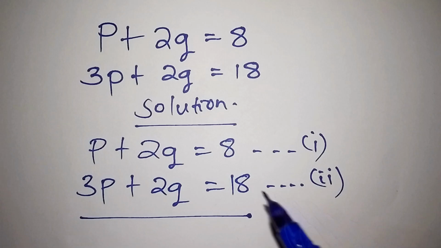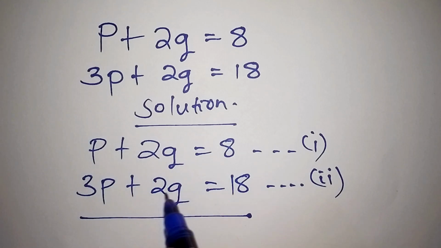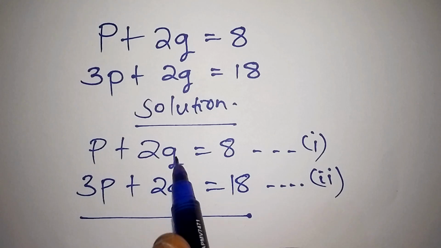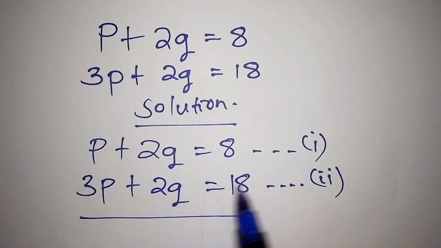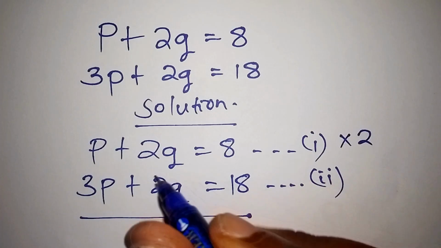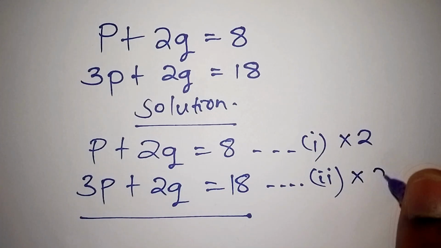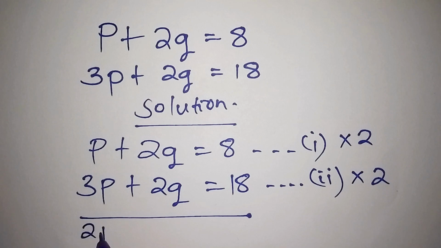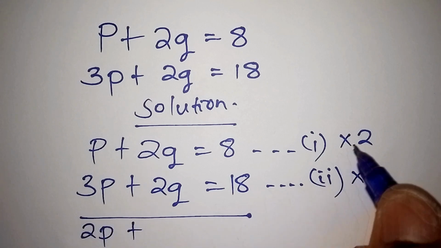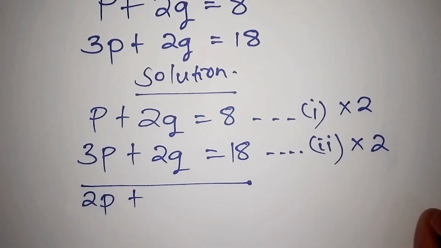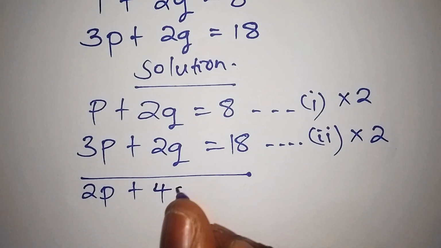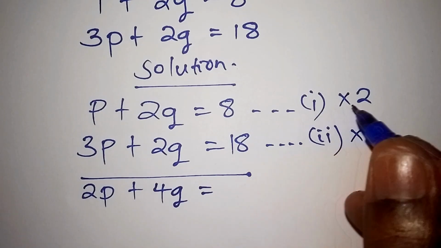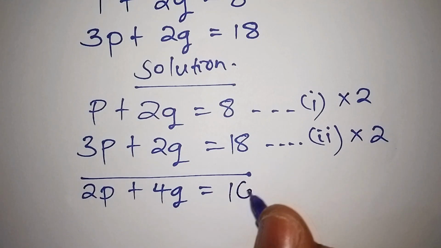That means that we shall now have to eliminate 2Q and 2Q, or we can as well eliminate P and P. But this time around, let's eliminate the Q's. So meaning that these two, we shall multiply by the first equation. Then also this other two, we shall multiply by the second equation. So when we do that, these two multiplied by P, we shall now have it as 2P, then plus 2 multiplied by 2Q, so we shall now have it as 4Q, is equals to 8 multiplied by 2, that one now shall be 16.